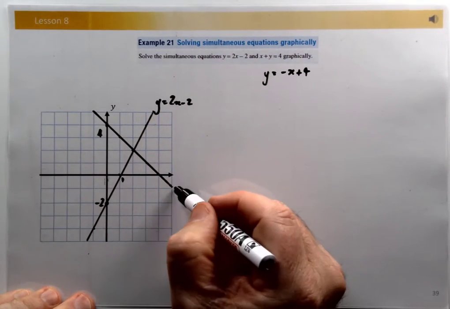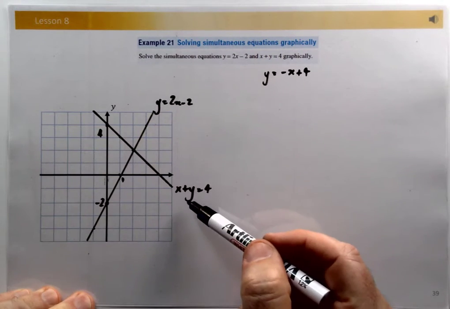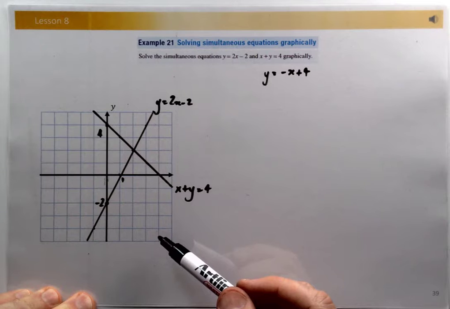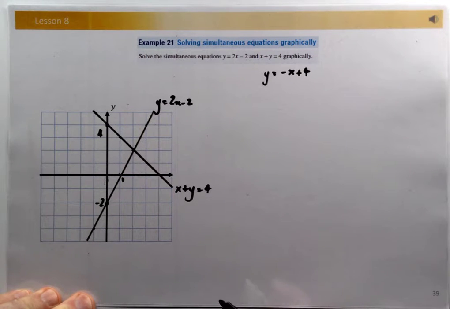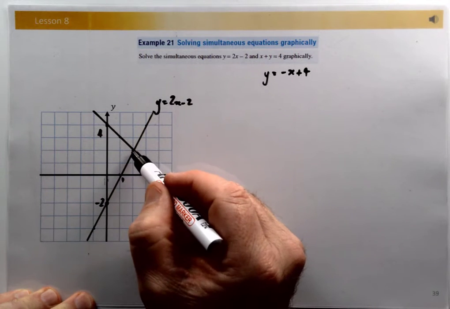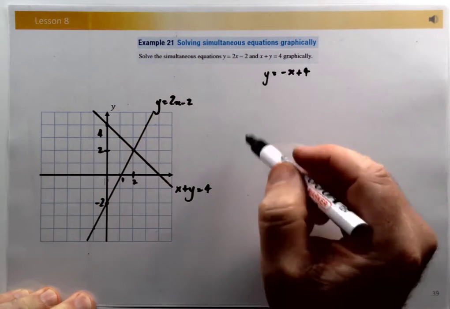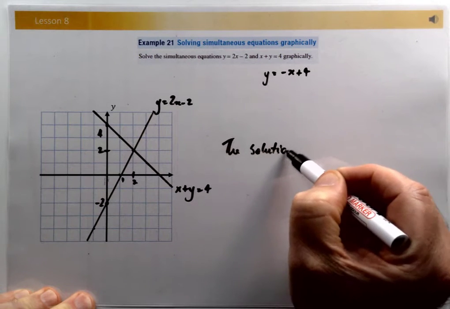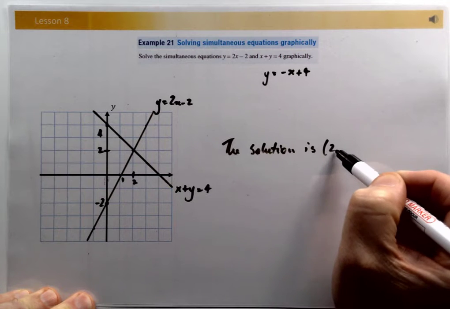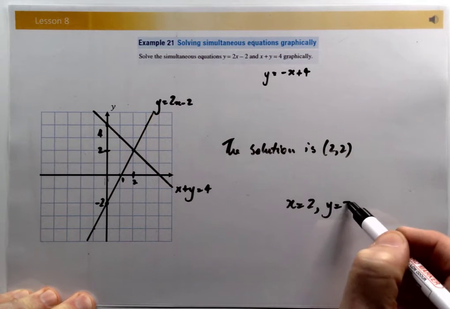Okay, so that's x plus y equals 4. You notice, because I've drawn two lines on the graph, I've labelled those lines, as opposed to previously where I've just had the one line and I haven't labelled it. So that's going to be 2, this is going to be at 2. So we can say the solution is 2, 2. You could have written x equals 2, y equals 2.